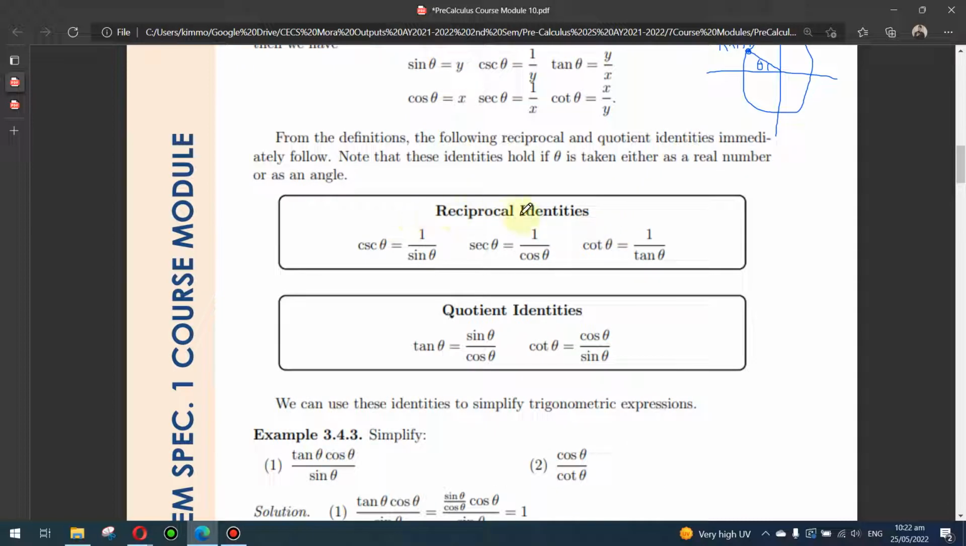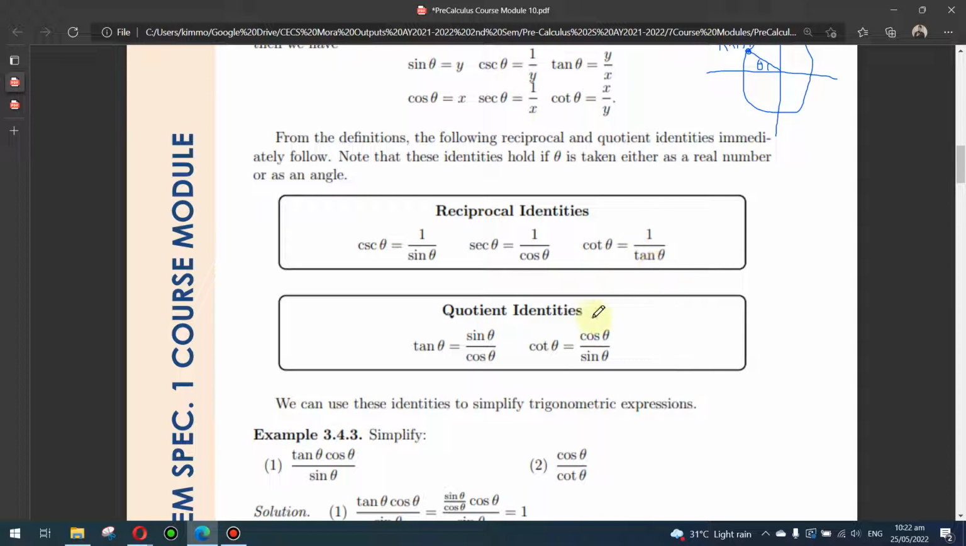So the reciprocal identities again: they are inverses of each other. Sine is equal to 1 over cosecant, or cosecant is equal to 1 over sine. You can just rearrange it by cross multiplying. Secant is equal to 1 over cosine, or cosine is equal to 1 over secant. They can also be rearranged. Then lastly, cotangent is the inverse of tangent, so we have 1 over tangent.